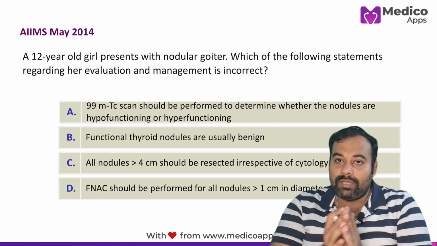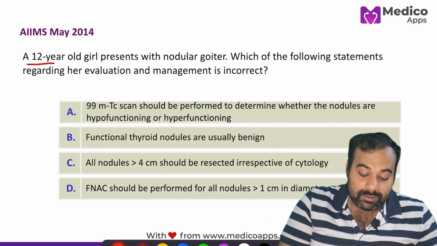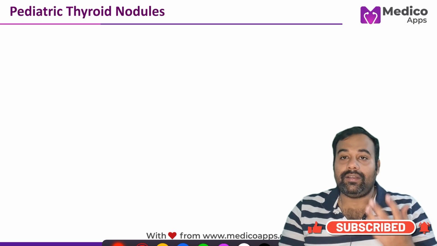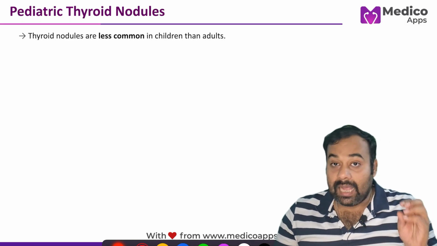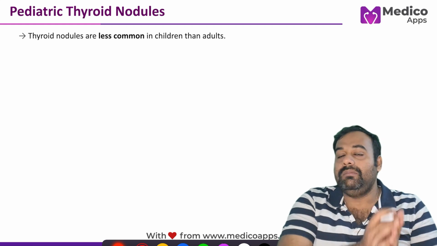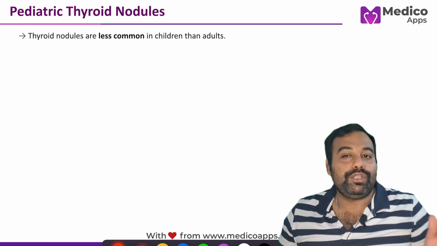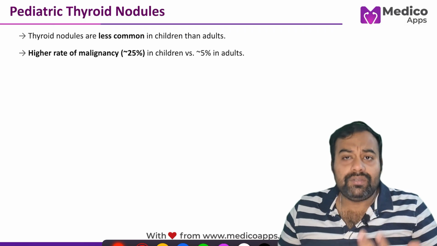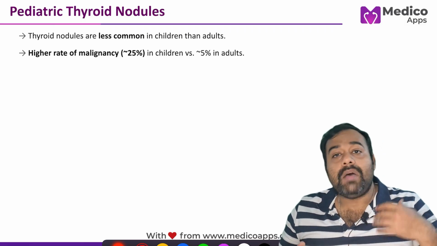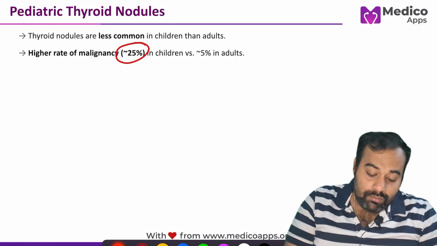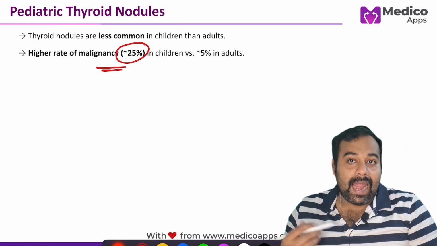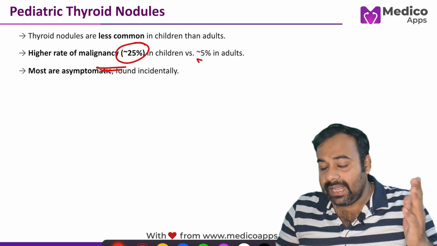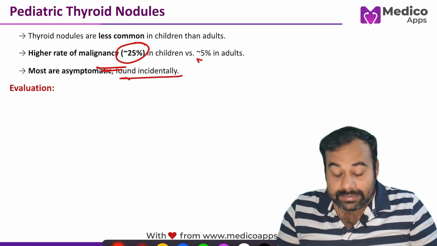So let's try to look into the question. They are basically asking about a 12 years old girl presented with a nodular goiter. Let's try to understand how to proceed with pediatric thyroid nodules, right? Thyroid nodules are not very commonly seen in the pediatric population. The catch is that a pediatric thyroid nodule possesses a much higher risk of malignancy, around 25% of cases, than that of the adult, which is only 5%. Most of the time they are asymptomatic and found incidentally.